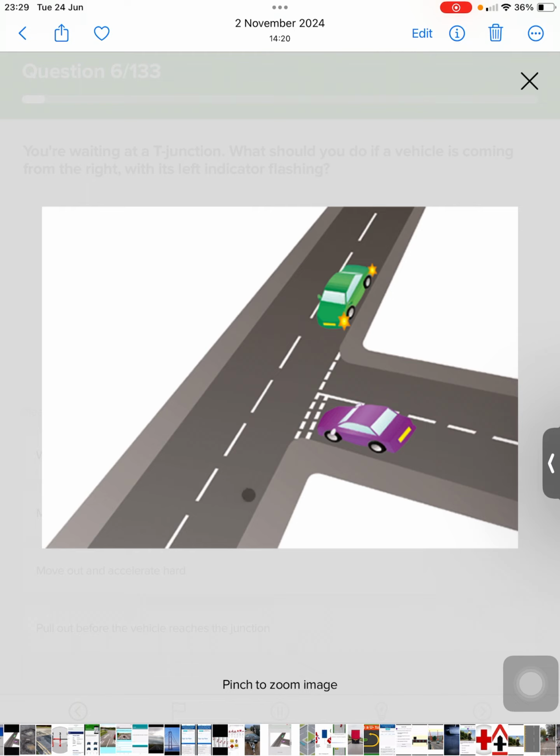So if that green one is your vehicle and you want to stop in here, when should you signal?